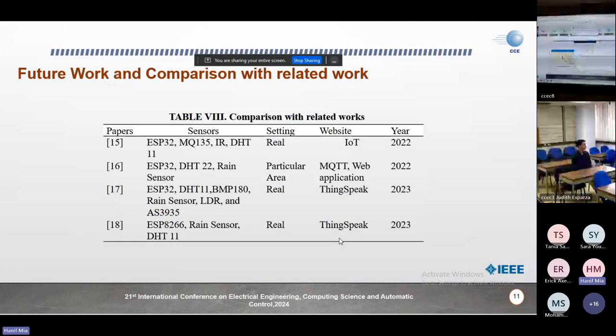Table 8 presents a comprehensive comparison of IoT-powered weather monitoring systems. It summarizes different research methods, including the types of sensors used, system setup, web integration, and the years of publication.